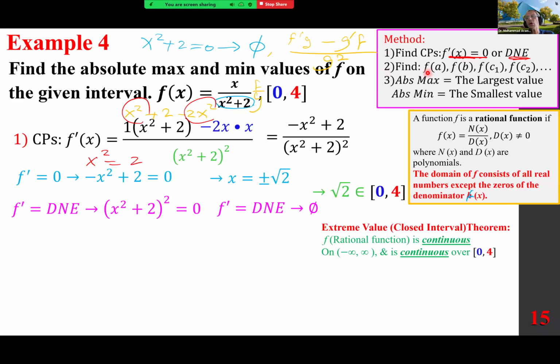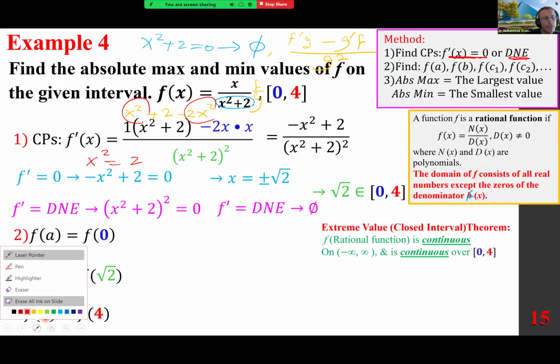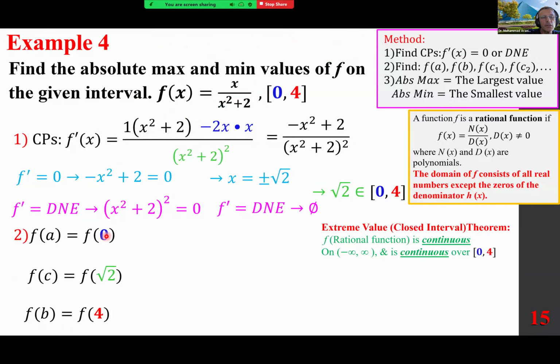Now the second part says find f of a, which is f of 0, f of b, which is f of 4, and f of all those critical points. There's only one critical point. Let's evaluate them by putting them into the original function. So let me clean up the mess. So all of these three, we put into the original function.